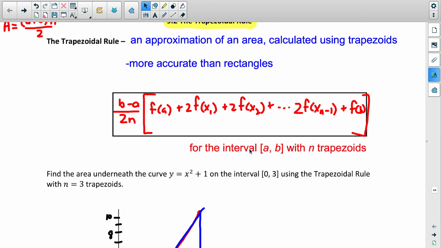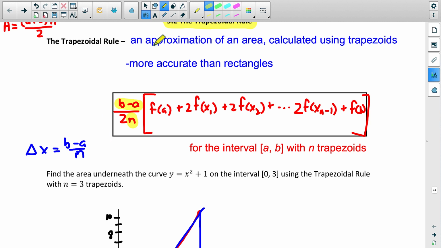And this is for the interval a to b with n trapezoids. So we've got quite a bit of explaining to do here, don't we? All right, the first part I'll explain is, remember, when we wanted to figure out the width of each one of our rectangles, in this case each one of our trapezoids, we used a formula which was change in x, the width, is equal to b minus a divided by n. Well, that kind of shows up right here. B minus a divided by n. We also have a 2 here, and we'll just talk about the 2 in just a second.